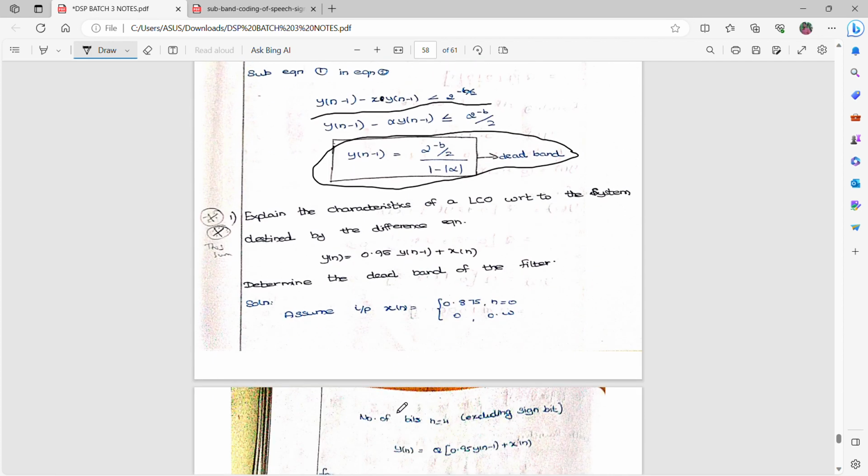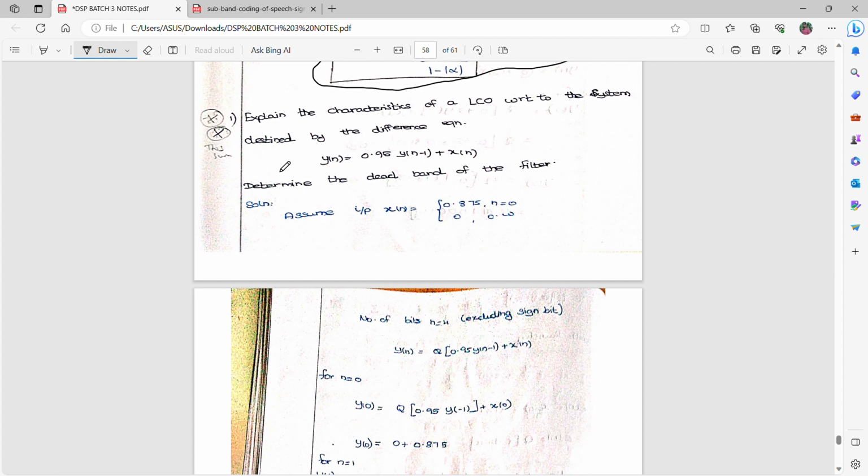Now let's get into the problem. The problem which has been given is to explain the characteristics of LCO and consider the system described by the difference equation y of n equal to 0.95 y of n minus 1 plus x of n. Determine the deadband of the filter. So this is the question we have been given. First, assume that x of n, which is not given, is 0.875 for n equal to 0, and 0 otherwise.